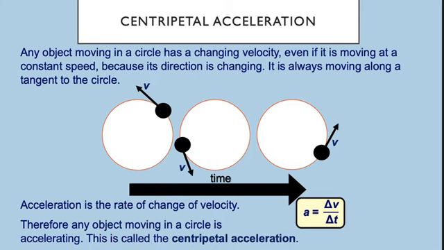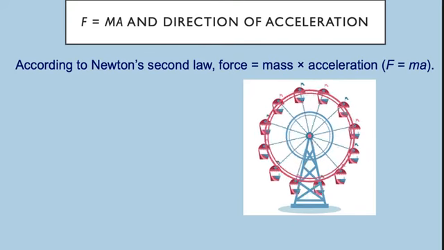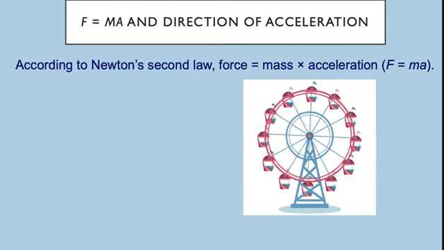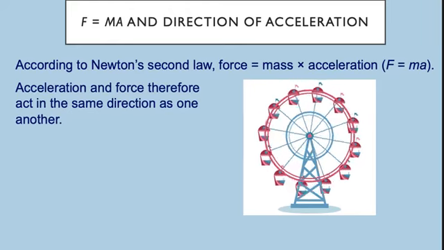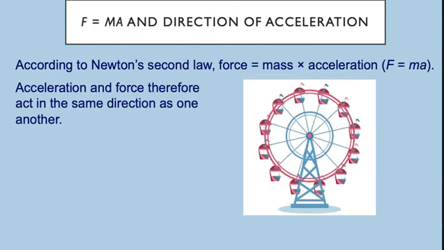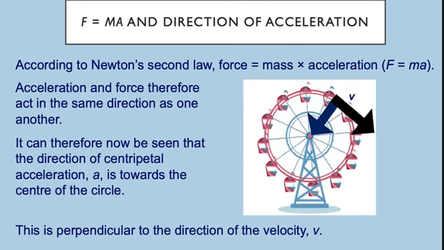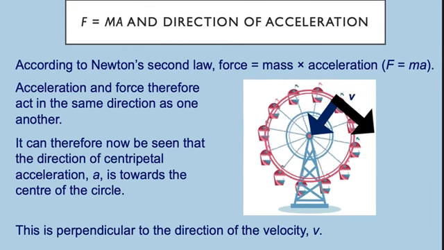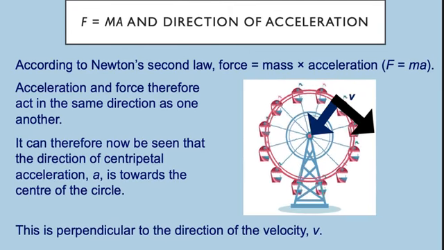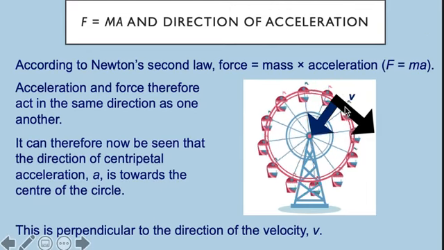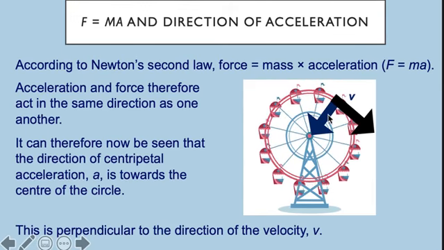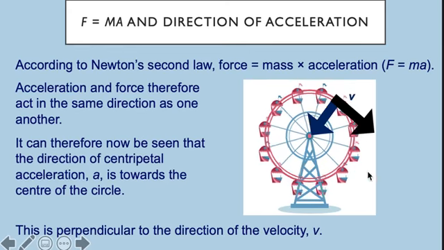So this is what we've looked at in a previous lesson, and today we're going to move that on a little bit and look at centripetal force. According to Newton's second law, force equals mass times acceleration. Here we've got a Ferris wheel moving round in a circular motion. Acceleration and force therefore act in the same direction as one another. It can therefore be shown that the direction of centripetal acceleration, a, is towards the centre of the circle. This is perpendicular to the direction of the velocity v. So here we've got our arrow v, which is going at a tangent to the direction of this circular motion, and the acceleration a is going towards the centre of this circle.